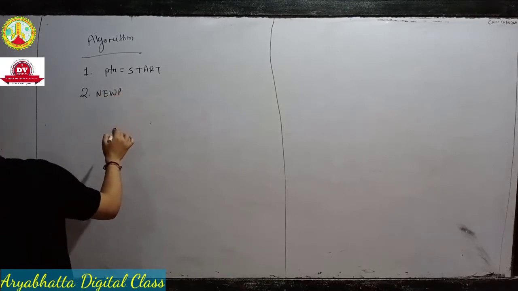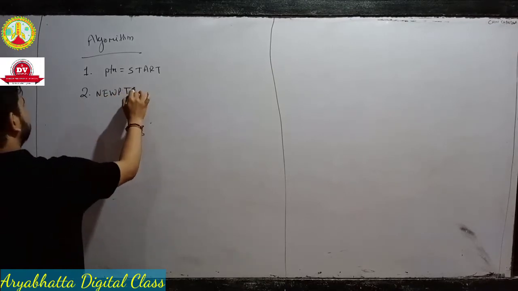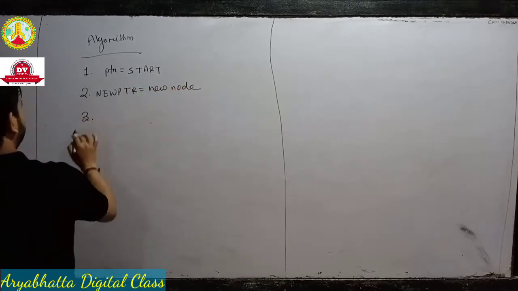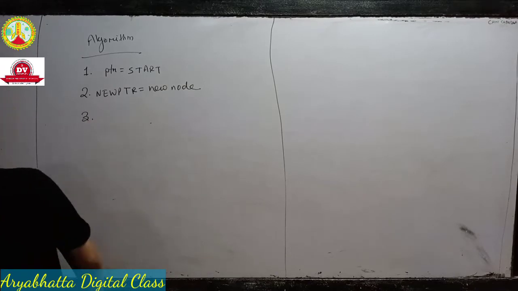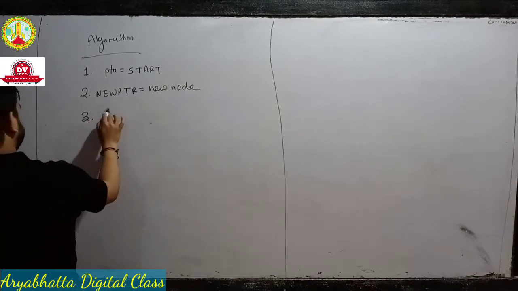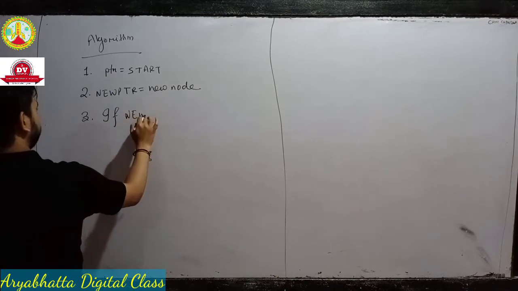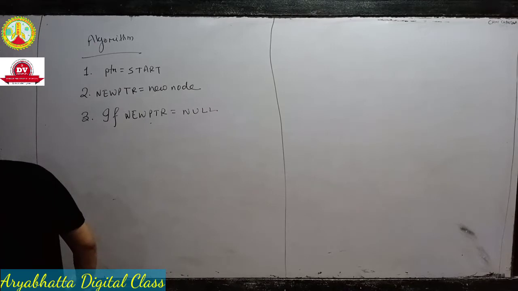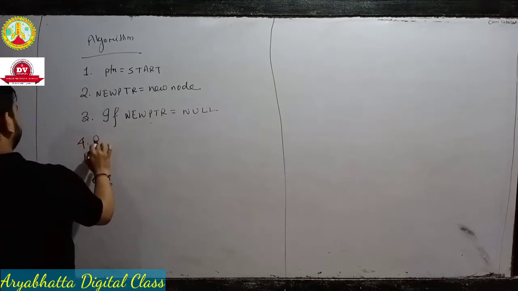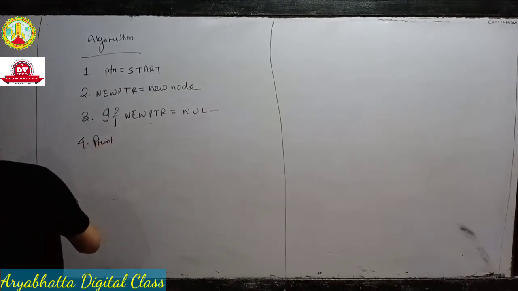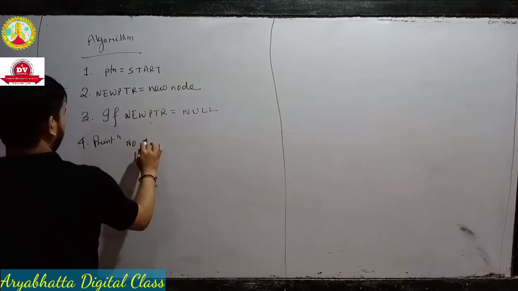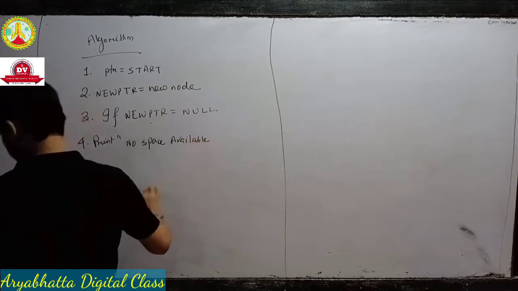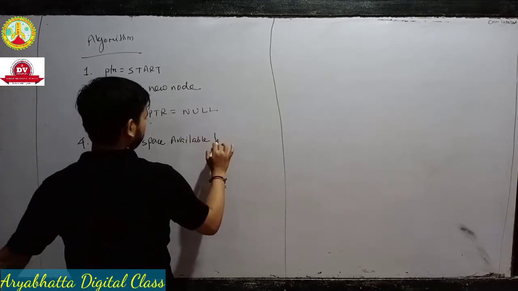new ptr. Don't be confused, see properly and you will understand easily. Don't be perplexed. New ptr is a new node. If new ptr is equal to null, print no space available, aborting.